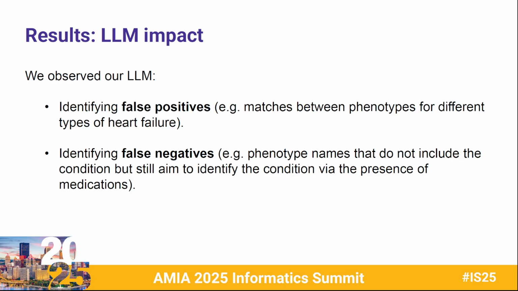Our final result was in terms of the impact that the use of a large language model had. We observed, for example, that the large language model allowed us to identify false positives that might have otherwise been included. So matches between phenotypes for different types of heart failure, for example, could be excluded by that additional knowledge that's brought by the use of a large language model. And alternatively, it allowed us to identify false negatives. So we might have had phenotypes, for example, that targeted the same condition and would have been excluded by text similarity, but were actually retained from this keyword search, because although they maybe didn't mention the condition by name, they maybe mentioned something related to the condition, such as medications.